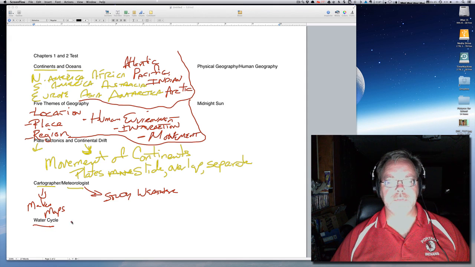Also remember the two types of water are salt water and fresh water. Of course, salt water is what we have the most of on Earth, but we can't drink it. Fresh water is what we have the least of, but that's what we rely on to survive.